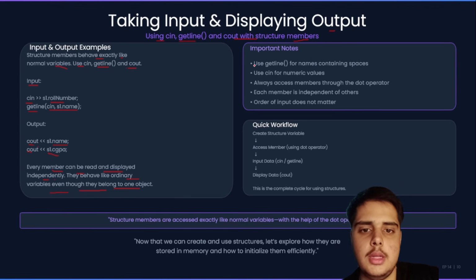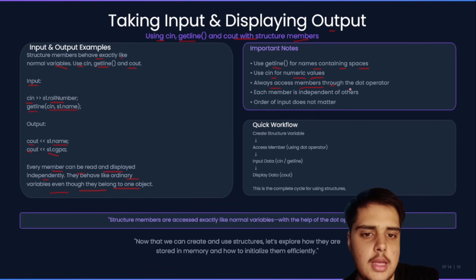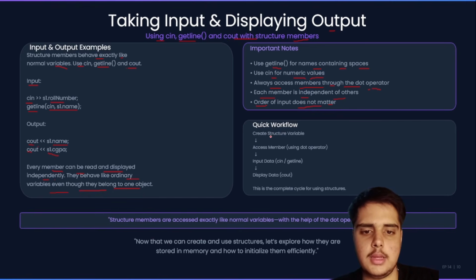But the important note here for all of you is that use getline for names containing spaces and use cin for numeric values. Always access members through the dot operator, and each member is independent of others. Order of input does not matter. A quick workflow for all of you is: create structure variables, access members, input data, display data, and this is the complete cycle for using structures.